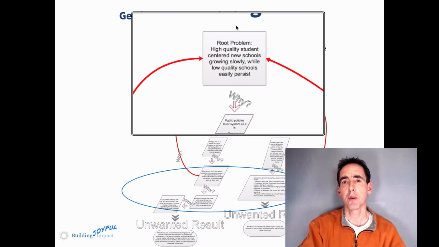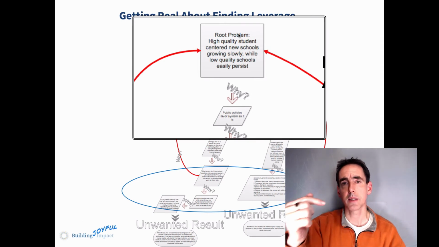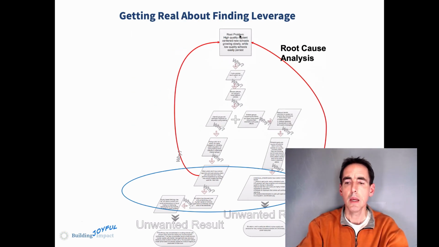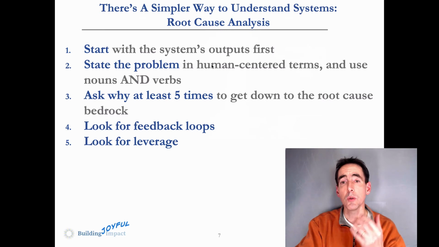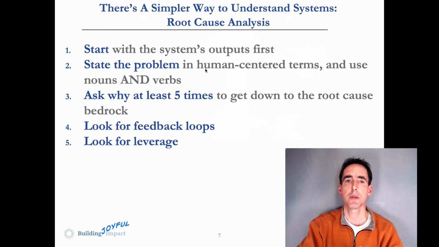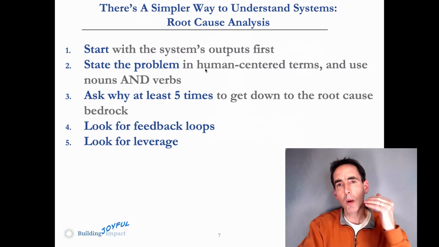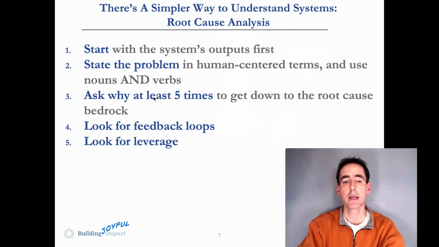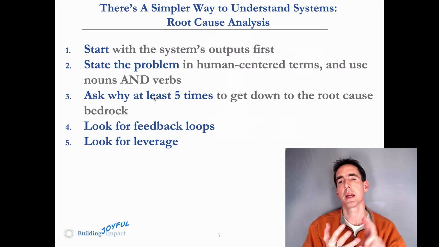Sometimes you may have come across this exercise as something called the 5 whys. And you'll see here, the first thing that you do is you start asking why. You get that plain English problem statement, and then you say, why? Why is that happening? And again, you want to state the problem in human-centered terms. You want to use nouns and verbs and make a real sentence, right? And then you want to ask why at least 5 times to get down to the root cause and to bedrock. You want to look for feedback loops and look for leverage.